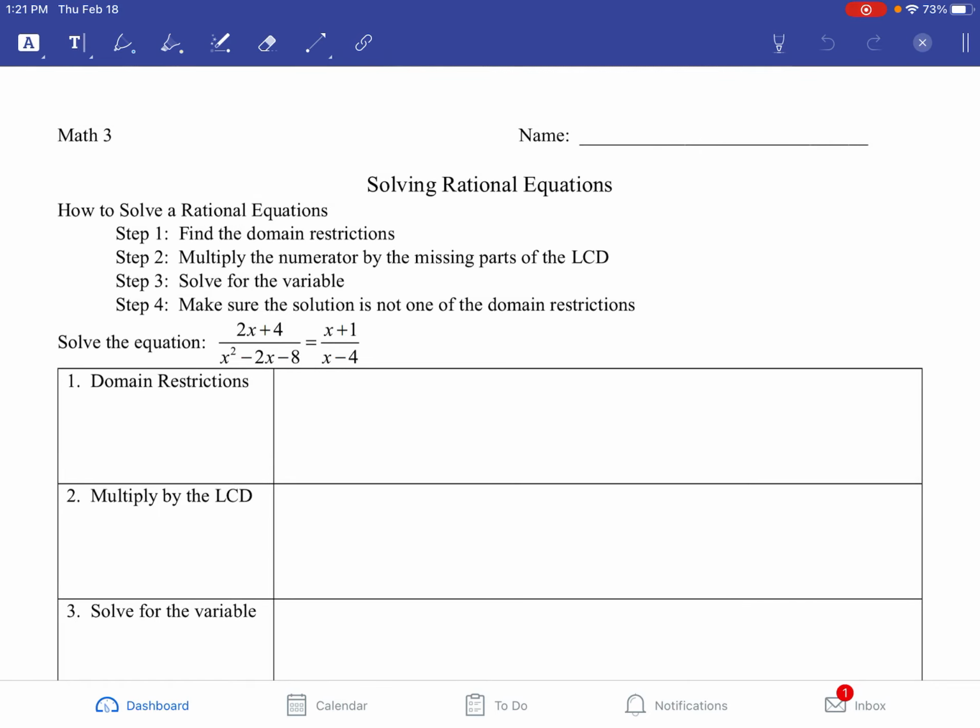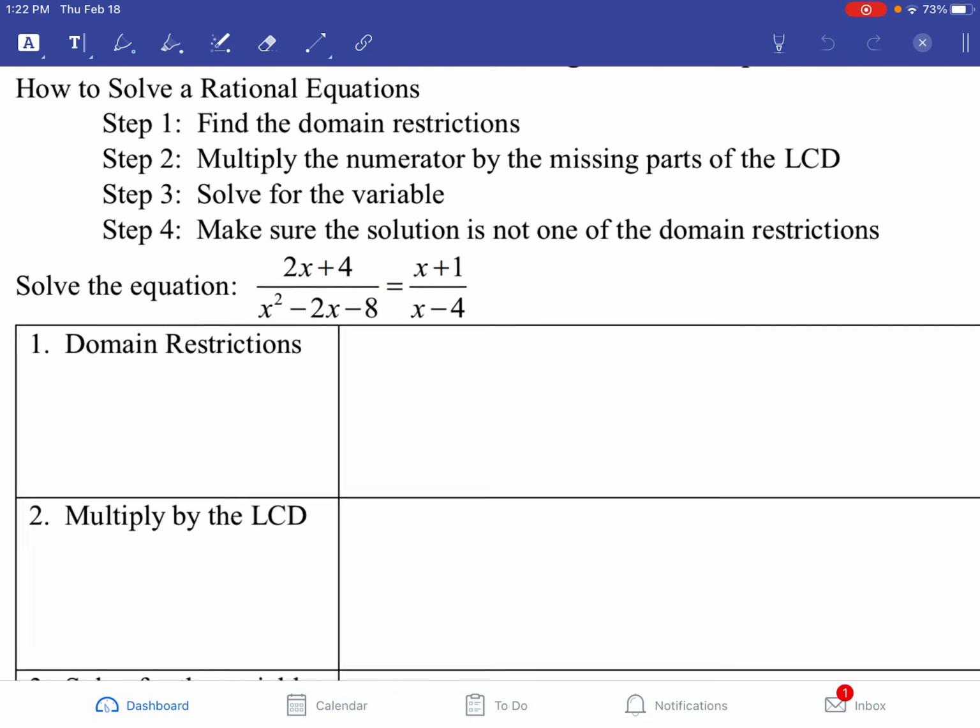So today we're going to be solving rational equations. Okay, we're going to do this in 4 steps. The first step, find your domain restrictions, which is something we've just been doing for the last 2 days. Step number 2, we're going to multiply the numerator of our fraction by the missing parts of our least common denominator. Okay, step 3, we're going to solve for the variable. All right, and then step 4, we're going to make sure that our solutions are not part of our domain restrictions.